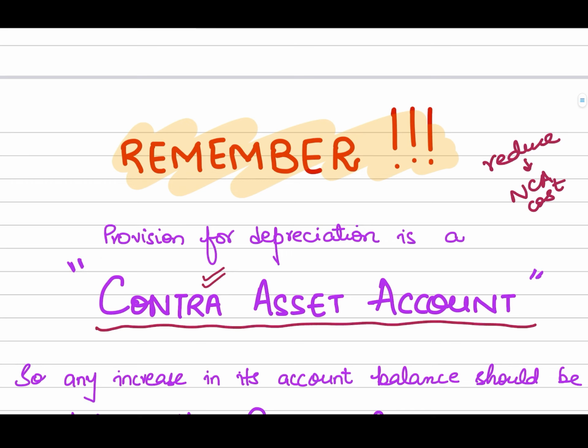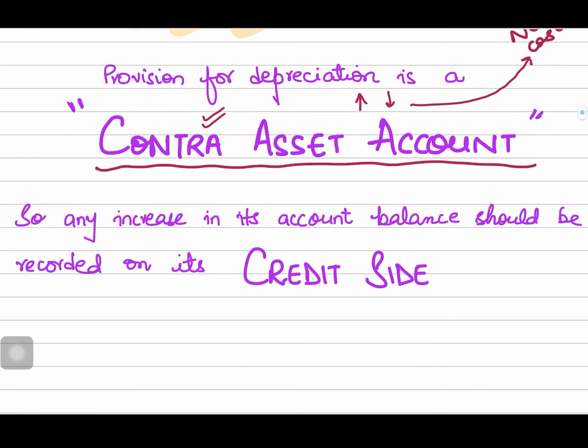So, now keeping this in mind, that the nature of the depreciation account is that it is a contra asset account, any increase or any decrease in this account, that is the provision for depreciation account, will be recorded on the opposite side than the related account of non-current asset. This is how a contra account works, right. Now, what do I mean by this? In simple words, any increase in the account balance of the provision for depreciation account would be recorded on its credit side.